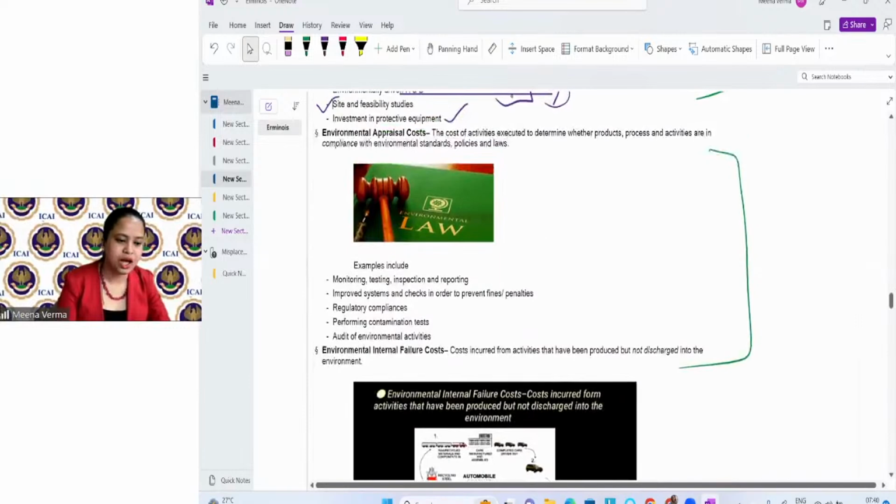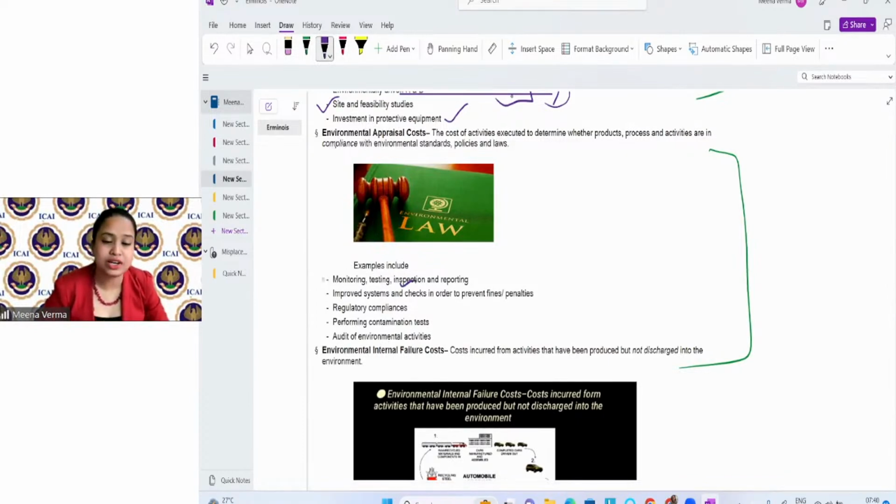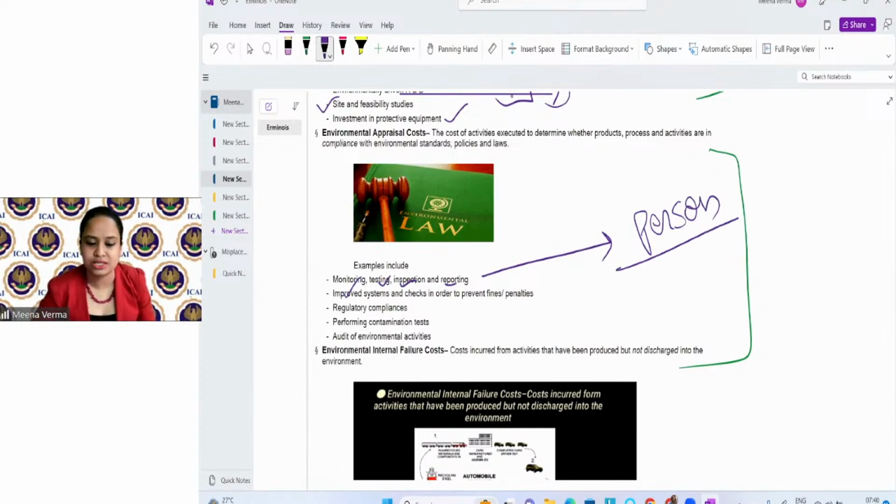Next is appraisal cost, environmental appraisal cost. The company will keep doing inspection, auditing, reporting, testing, monitoring, right? Obviously these processes are done by some person in the company. It is not a free process. We need resources to keep checking, inspecting and auditing that we are not releasing any type of waste in the environment. So this process of checking and auditing requires money, cost.